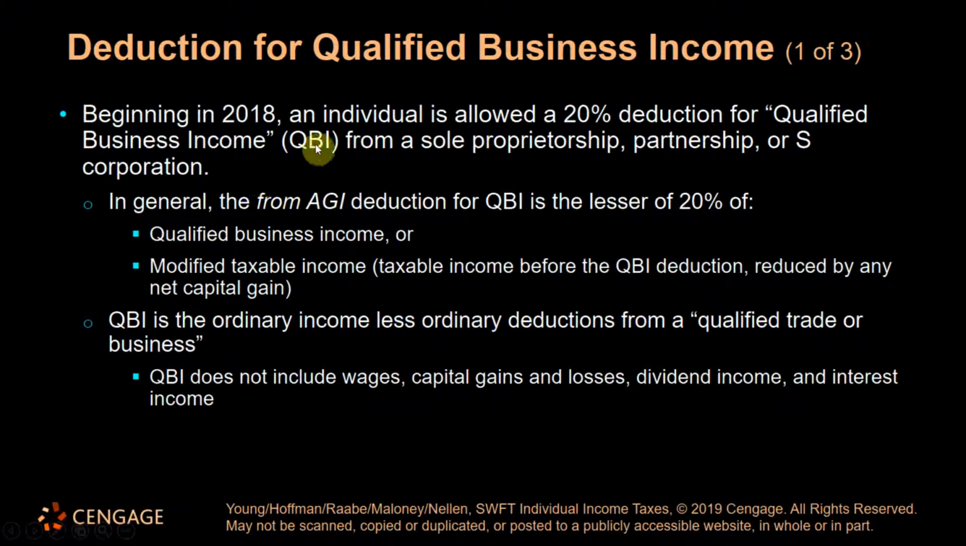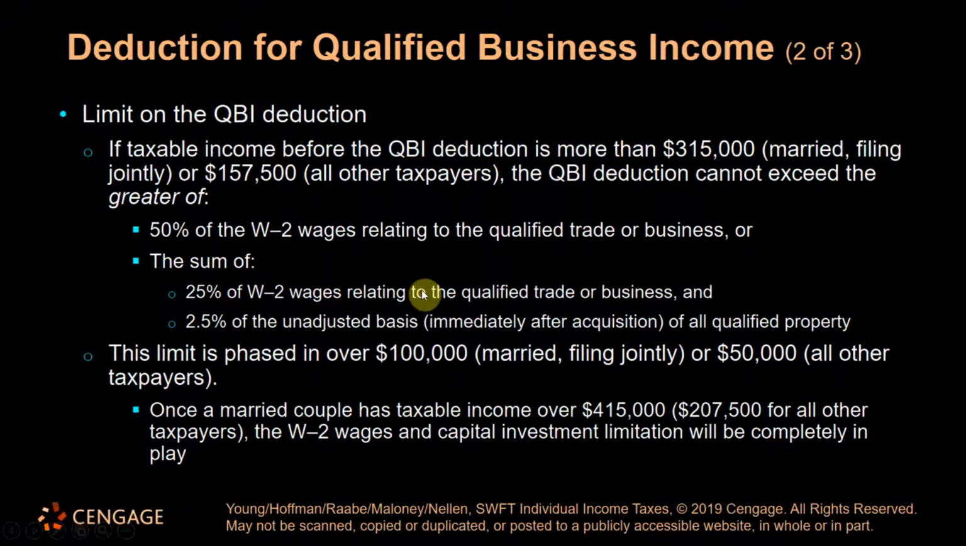Please keep in mind that this qualified business deduction of 20% is not for AGI, but from AGI. So it is not used in determining AGI. Other limitations on the qualified business income deduction, again, it's a rather complex provision of the tax code. It's brand new, but it does have further limitations.